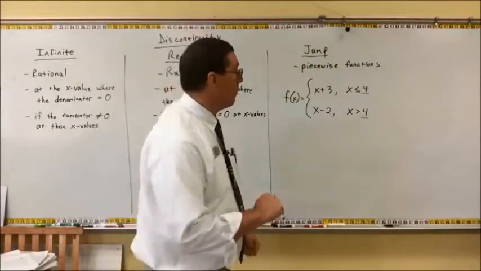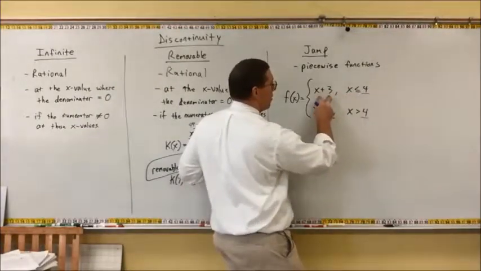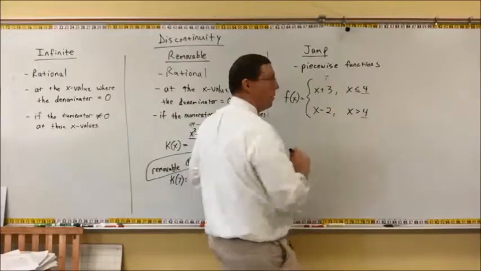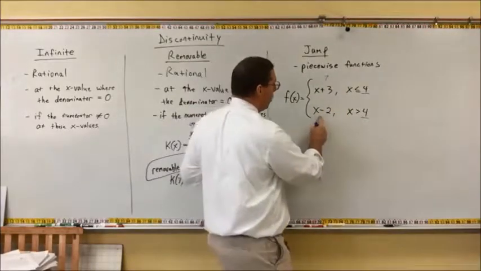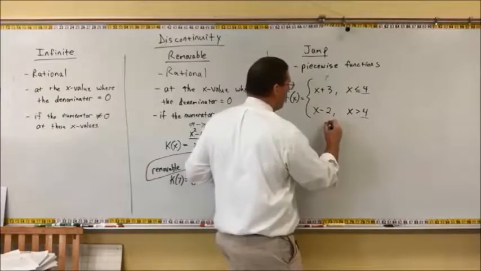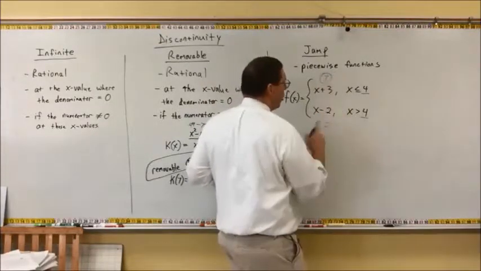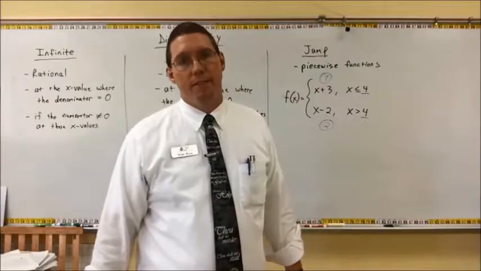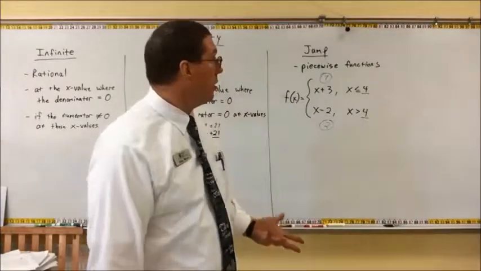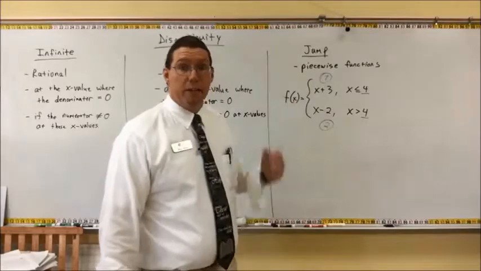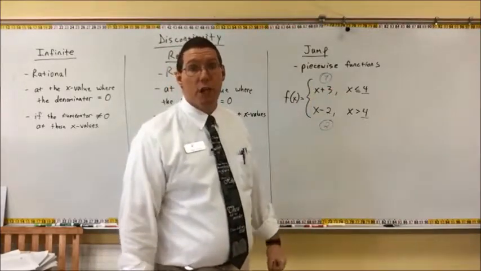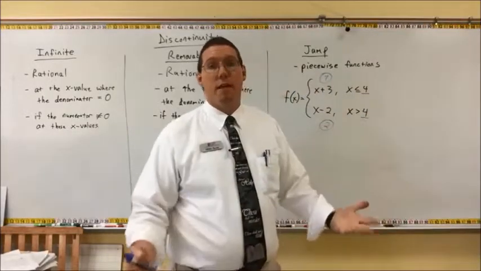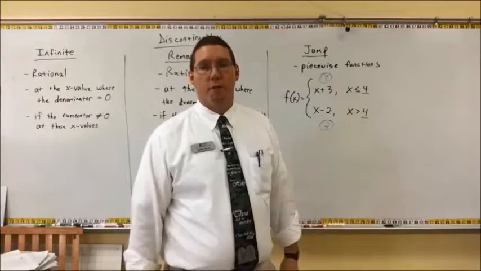Okay? So let's do that here. We're going to plug 4 into this. If we put a 4 here, what's 4 plus 3? Well, 4 plus 3 is 7, right? Now we're going to plug the 4 in here. What's 4 minus 2? Well, 4 minus 2 is 2. And because we got a 7 on one side and a 2 on the other side, that means there is a jump discontinuity. So basically, it's really simple. The procedure for identifying a jump discontinuity when you have a piecewise function is to plug your transition values into the pieces and see if they match. Okay? Let's try another example.